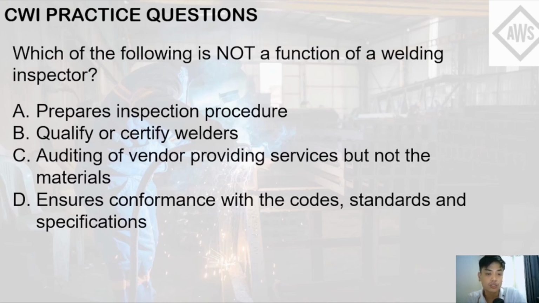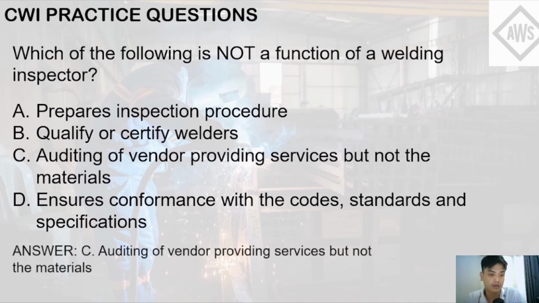So letter D, ensures conformance with the codes, standards, and specifications. This is part of the basic function of a welding inspector. He needs to ensure that the weld quality, the base metals, and other aspects of the welding activity are in conformance with the codes, standards, and applicable specifications. So the answer here is letter C. The welding inspector needs to also check the material specification that will be used in welding. Basically the base metal, not just the filler metals and the weld quality itself. It needs to be a holistic approach.